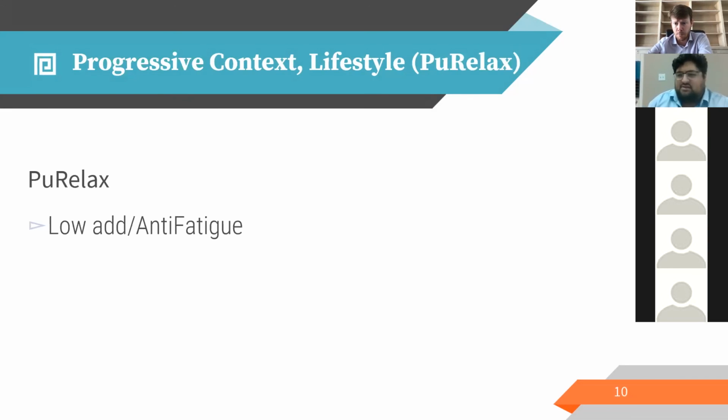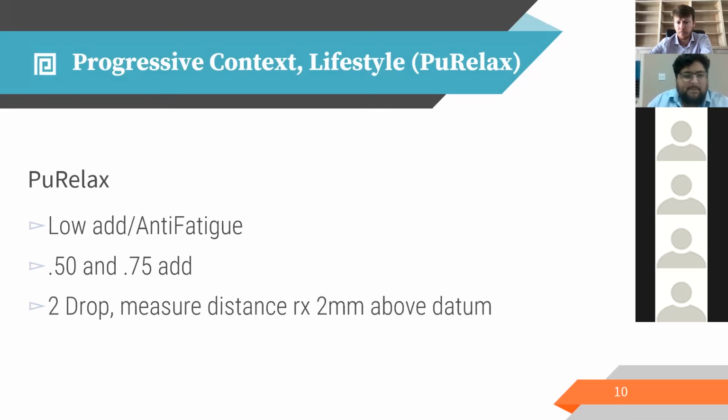PuRelax, low add anti-fatigue lens. Nothing too crazy here. You've got that single vision patient that you want to give a little bit of a bump. This is ideal for that. You can order in a half and in a 75 add. You get past that, you really need to be getting into a progressive anyway.